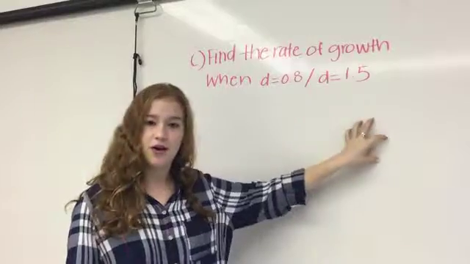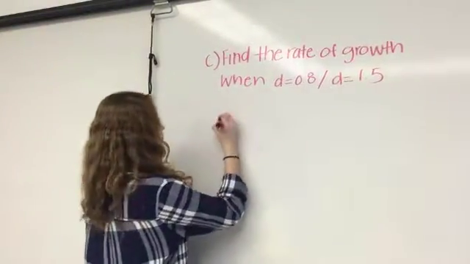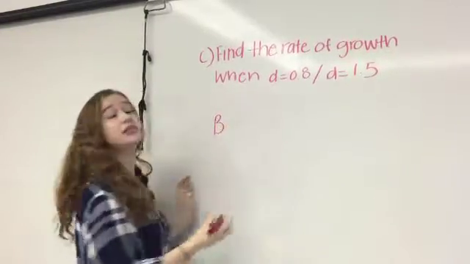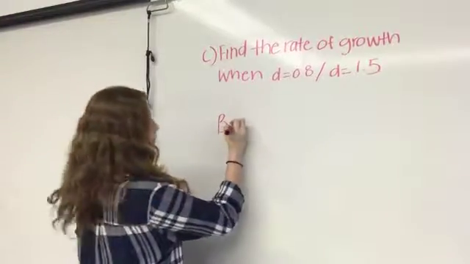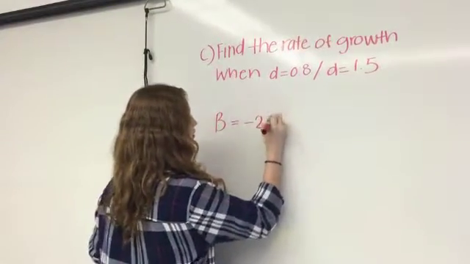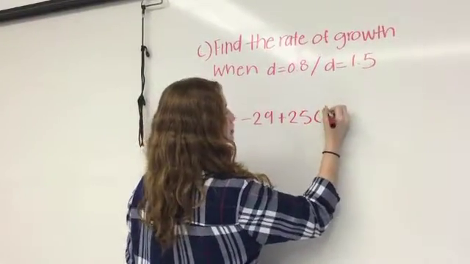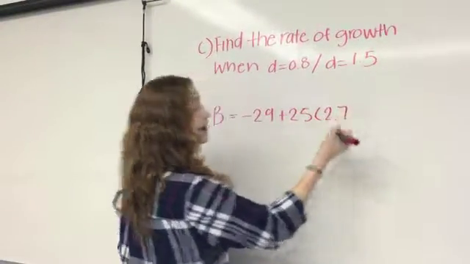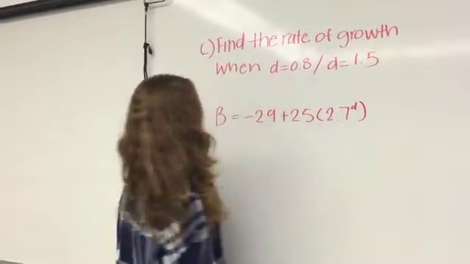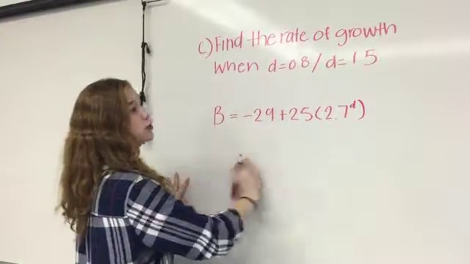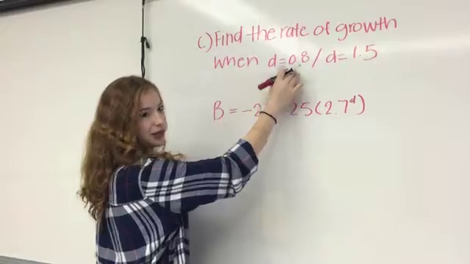Now for point C, we have to find the rate of growth when D equals 0.8 and D equals 1.5. According to the exponential function that we just obtained, B, which was our initial value of Y, equals negative 29 plus 25 times 2.7, and the value of X we had is now our value of D. Now, we have to plug in our 0.8 in order to find the rate of growth at this specific number.